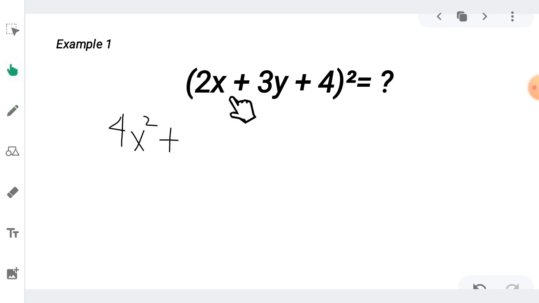Plus, since all are positive, we are going to put a plus sign. And then next step is square the second term, which is 3y. So 3y squared is equal to 3 times 3, 9y squared. And then the third step is square the third term, which is 4. So 4 squared is equal to 16.